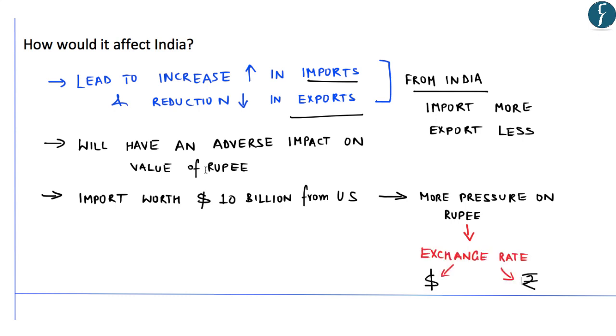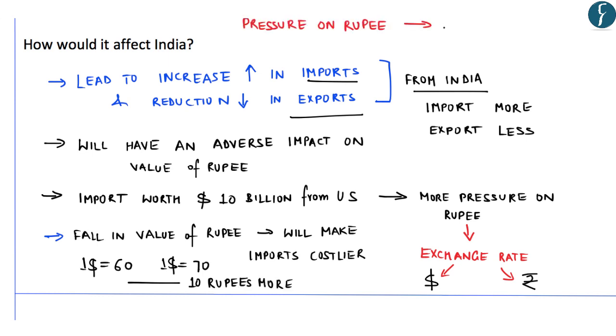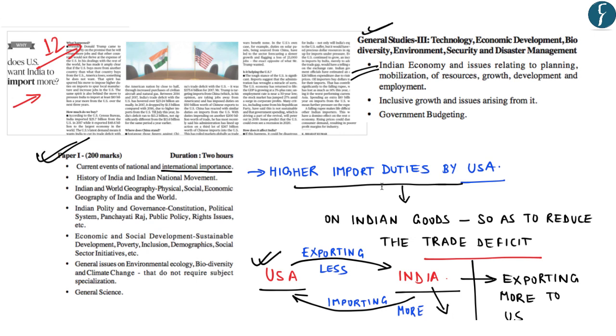Further, a fall in the value of the rupee would make our imports costlier. For example, suppose $1 was equal to 60 rupees and after depreciation $1 becomes 70 rupees, then for every import worth $1, India will have to spend 10 rupees more. Hence, the imports will become costlier. And the pressure on the rupee will also have a significant impact on the Indian economy, as rising prices could lead to a decrease in consumer demand and hurt the GDP growth of the economy. So in this aspect, this article on higher import duties by the USA on Indian goods becomes extremely important.